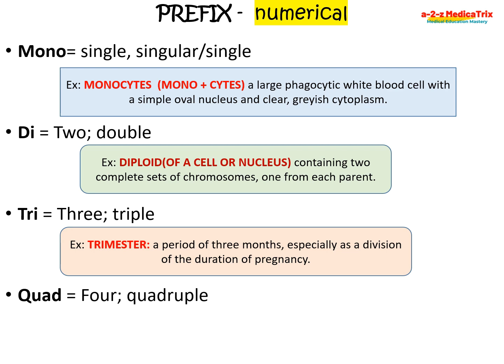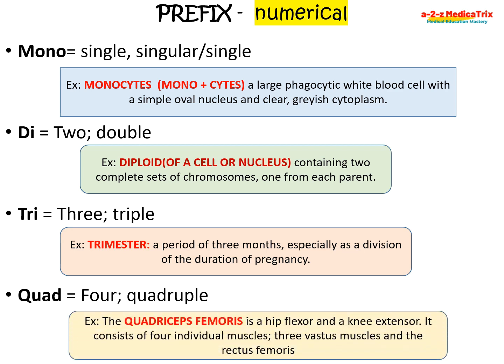Next prefix is quad. Quad means four or quadruple. Here let's take the example quadriceps femoris. Quadriceps femoris is a hip flexor and knee extensor. It consists of four individual muscles. What are they? Three vastus muscles and one rectus femoris muscle. Clear?